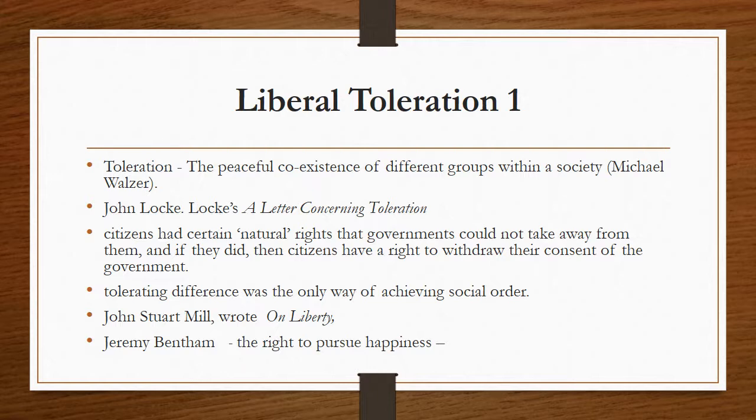Locke suggested that the citizen had natural rights that the government could not take away from them, and that if they did, then the citizens have a right to withdraw their consent of that government. The concept of natural rights, developed by scholars in philosophy across thousands of years, is the antecedent of the modern ideas that we now have as human rights.